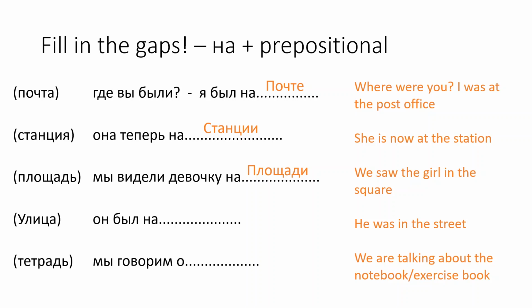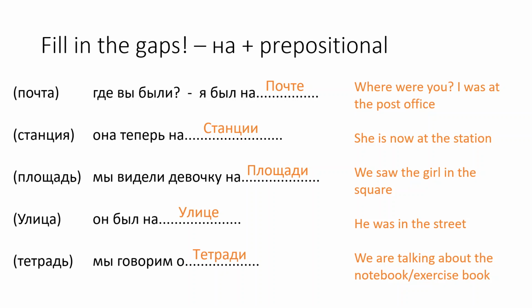Okay, он был на улице. Он был на улице. He was in the street. Finally, мы говорим о тетради. Мы говорим о тетради. О тетради. Awesome, well done if you got those right.